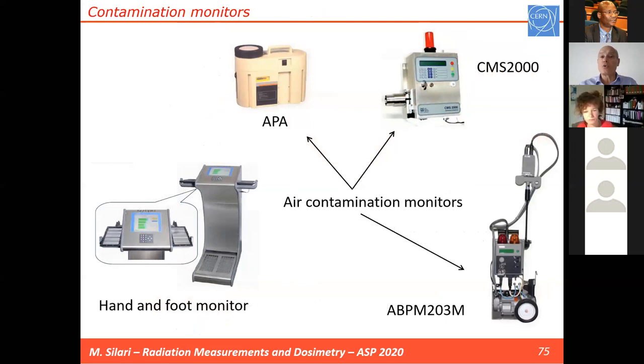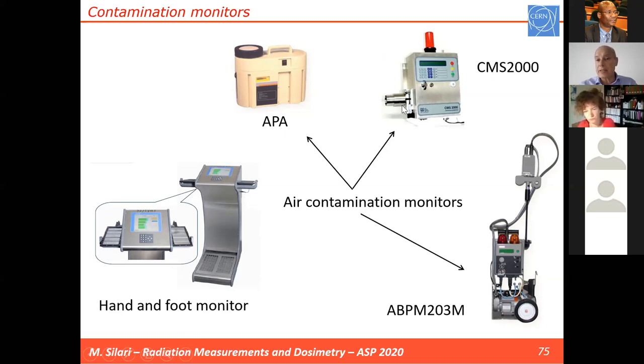There are devices to monitor contamination. The typical one we have at CERN is what is called a hand and foot monitor. You find this at the exit of any area where you might have contamination risk. People stand on the monitor, put their feet here and their hands there, and in a few seconds the monitor will tell whether the hands or feet are contaminated. If you get an alarm, then you have to take action.